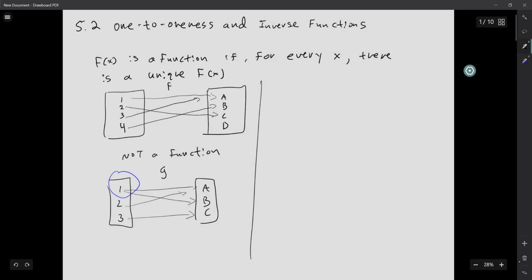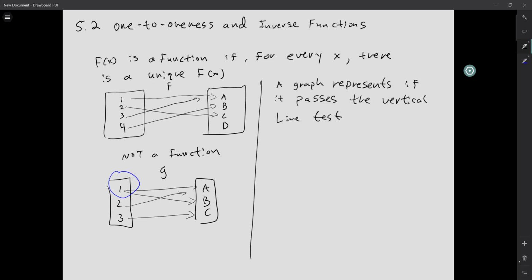Graphically, what we have for functions is a curve, I should say. Maybe I won't use function notation to start with. A graph represents a function if and only if it passes a vertical line test. And what that says is if you have a curve, then no matter where you place a vertical line, it can only touch the curve once.